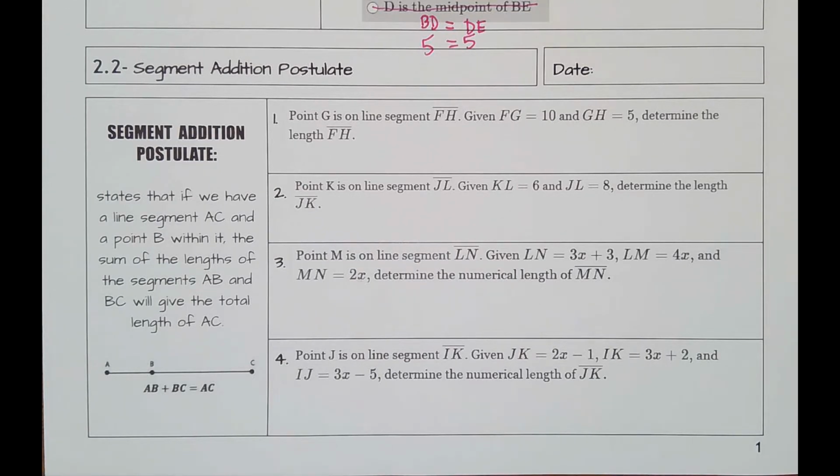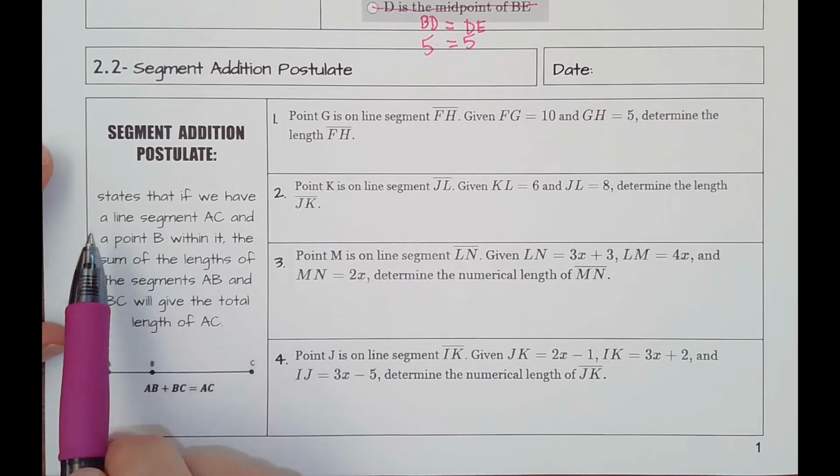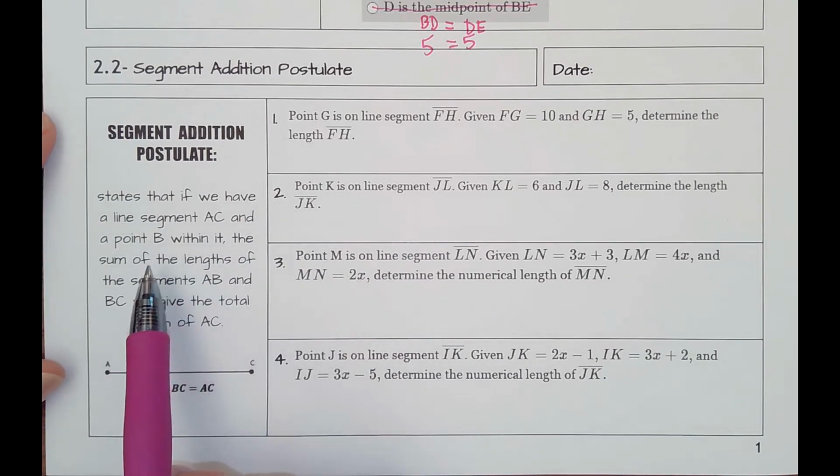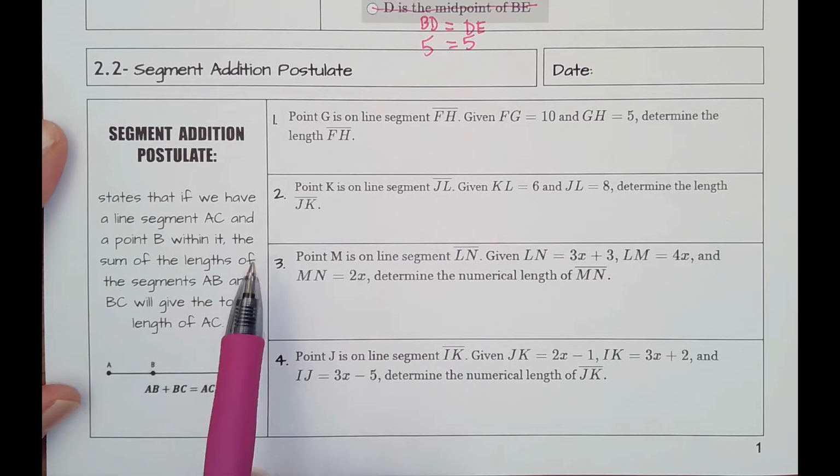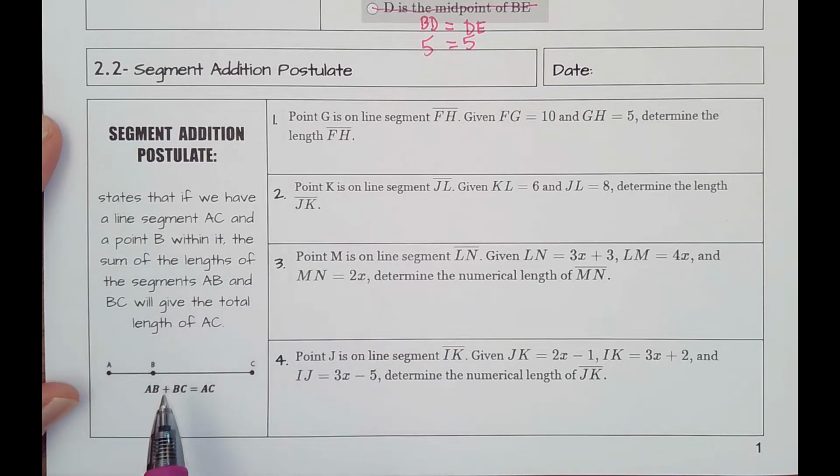Lesson 2.2, segment addition postulate. The segment addition postulate says this: if we have a line segment, we'll call it AC, so that means there's a starting point at A and it ends at C, and a point B is somewhere within points A and C, the sum of the lengths of the segments AB and BC will give the total length of AC.